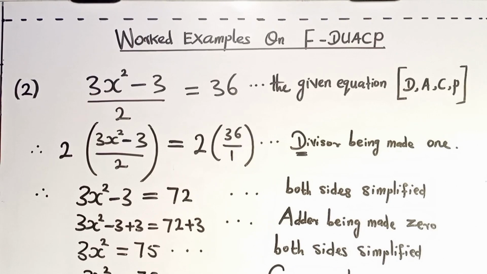The same thing is applicable. Since this 3 is foreign to the left-hand side, and the value of the left-hand side has changed, the same 3 must be introduced to the right-hand side. When 3 divides 75, the answer is 25. So when the left-hand side here is simplified, you have x to the power 2. When the right-hand side here is simplified, we have 25. Based on that, therefore, we have simplified both sides to have x to the power 2 is equal to 25.